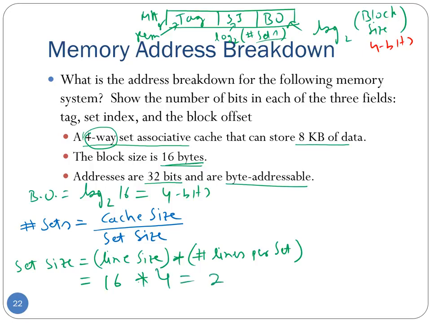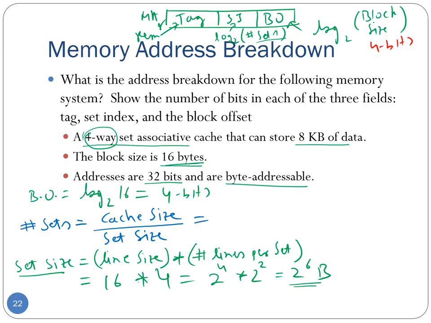So 16 is 2 to the power 4 and 4 is 2 squared, right? This is 2 to the power 6 bytes in each set. So this is the set size. Now we can use this value to compute the number of sets, right?